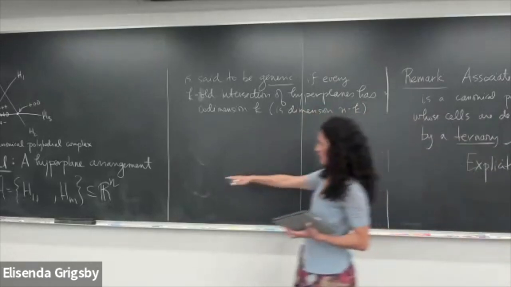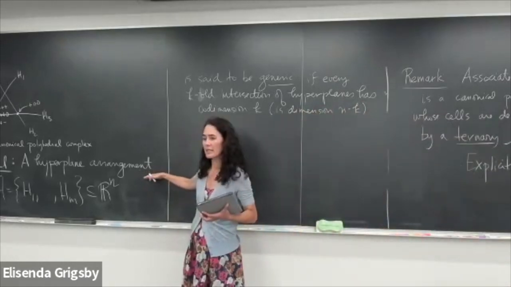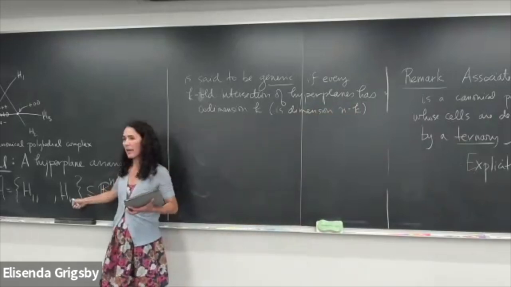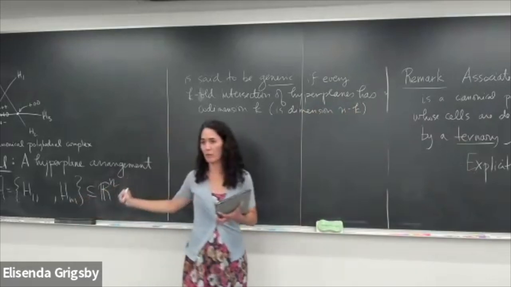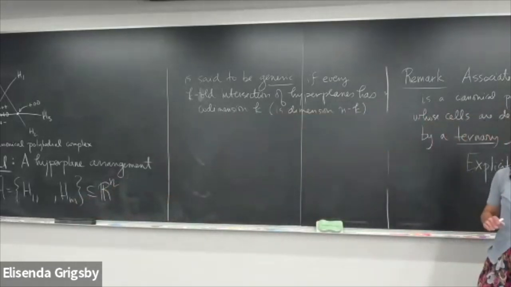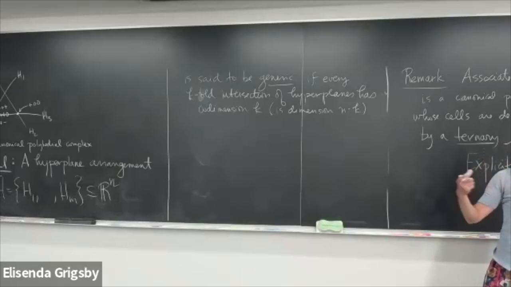So a hyperplane arrangement, remember, is defined by a system of M affine linear equations in n variables. Saying that the arrangement is generic is saying that every k-fold subset of those affine linear equations has a solution set of the expected dimension. You expect that when you intersect k codimension 1 things, you get something of codimension k.